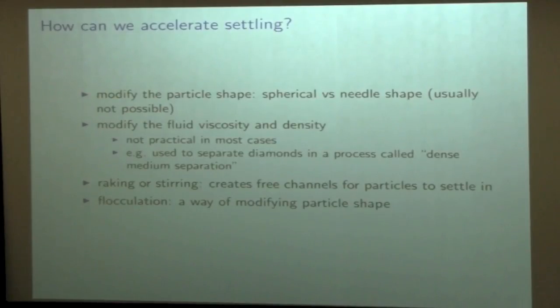3,000 kilograms per meter cubed, 3,500, somewhere in that range. So diamonds are much heavier than the rest of the material that they occur with naturally in the ground. The material they occur with in the ground is called gangue. It's just sand, basically, and it's got a much, much lower density than diamond.